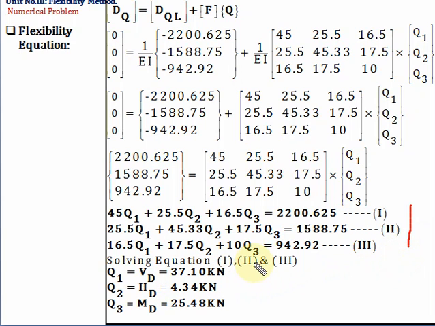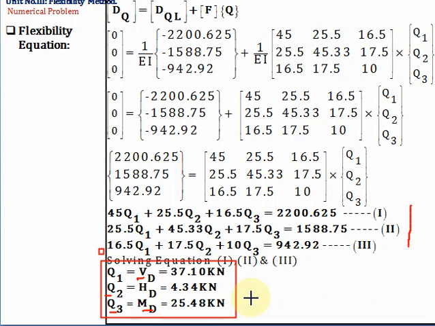Solving these equations 1, 2 and 3, we'll get the three unknowns, that is the vertical reaction at T, which is Q1, the horizontal reaction at T, that is Q2, and the moment at T, that is Q3. And these are the values. Now these were the redundant values we considered in the first case. Redundant means these were the unknowns that we have considered.